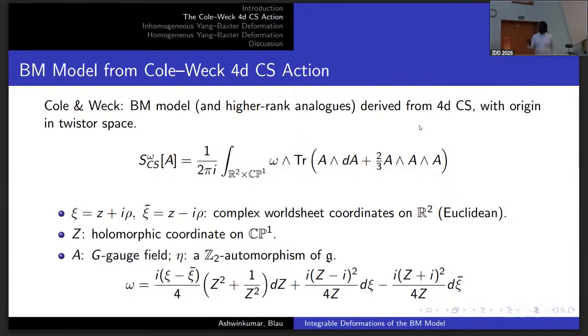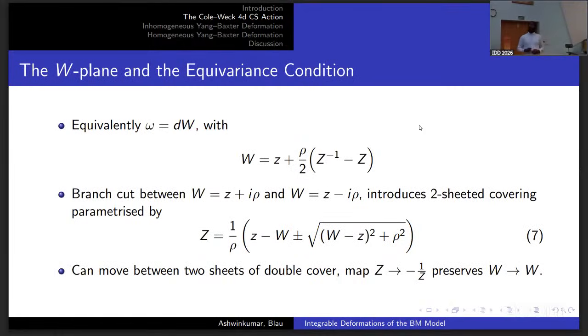This is, of course, the work of Cole and Weck, but this is our starting point for deformations of the BM model as well. The point here is that, as I mentioned earlier, for coset sigma models, you need a branch cut. So we also want to study coset sigma models, but here the branch cut turns out to be a worldsheet dependent branch cut. To be a bit more technical, you have a worldsheet dependent Joukowski transform. Basically, you can think of the meromorphic 1-form we saw on the previous slide as being equal to dW, where W is related to the capital Z coordinate in this manner.